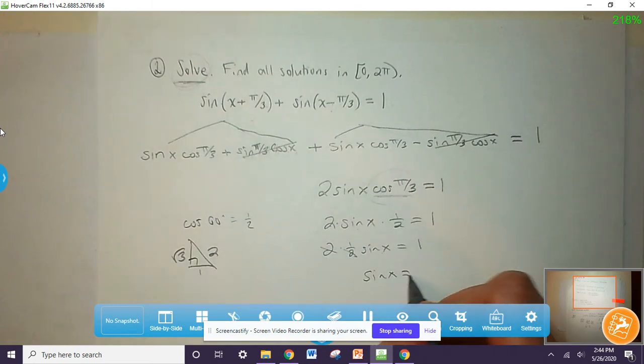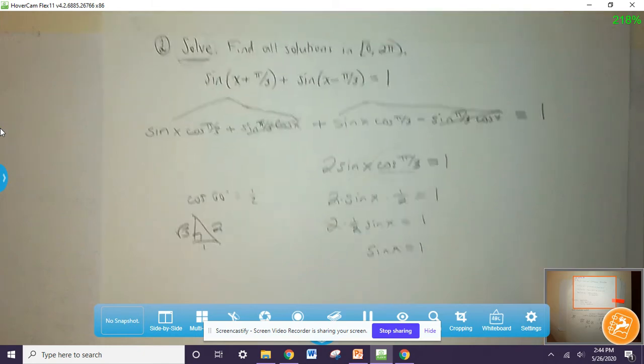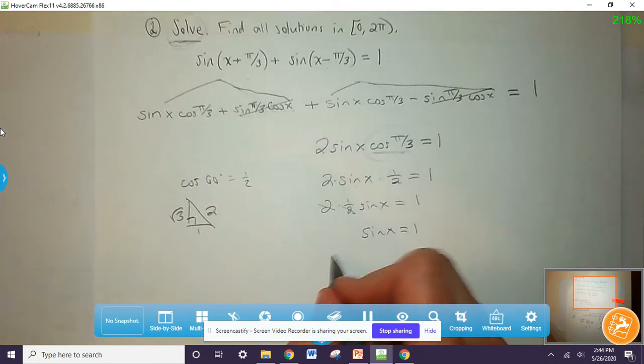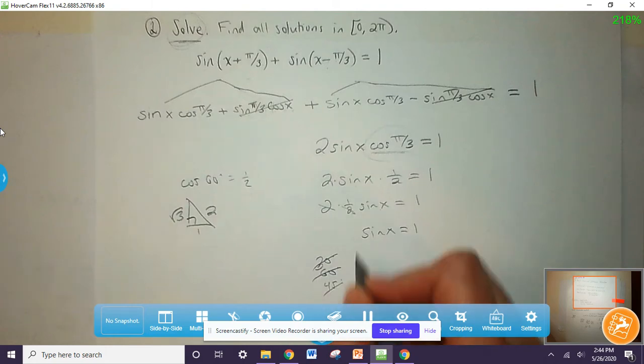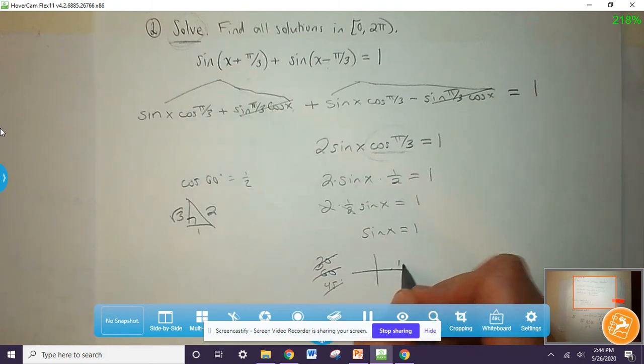And all we have left to do is solve for where sine equals 1. So to do that, our reference angle is not going to be 30, 60, or 45. None of those are going to work. It's going to be a quadrant angle.